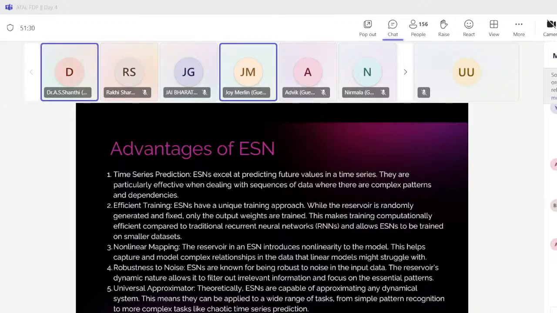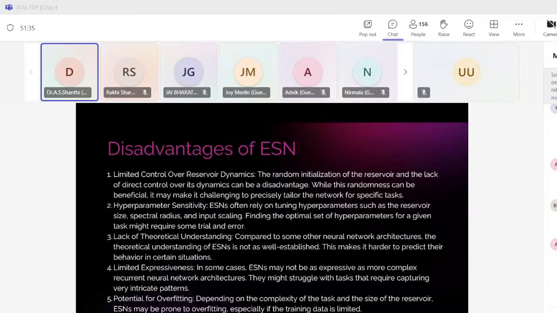And some of the disadvantages of ESN: they have limited control over reservoir dynamics. So we have positive aspects as well as negative aspects while considering our reservoir dynamics. And then hyperparameter sensitivity. They often rely on tuning hyperparameters such as reservoir size, spectral radius, and input scaling. So we have to find the optimal set of hyperparameters for a given task. This will decide the sensitivity of your ESN.